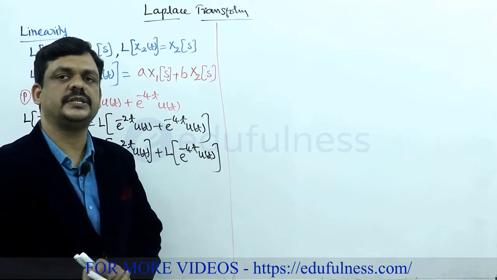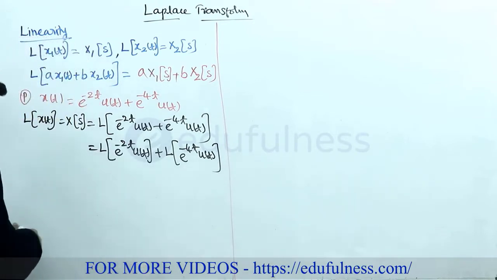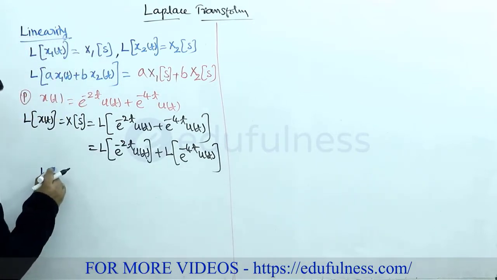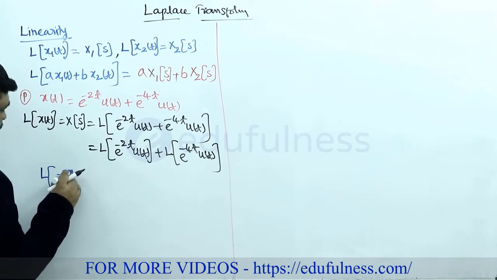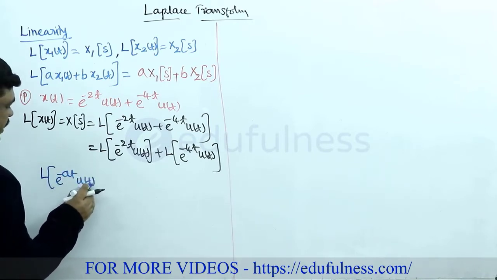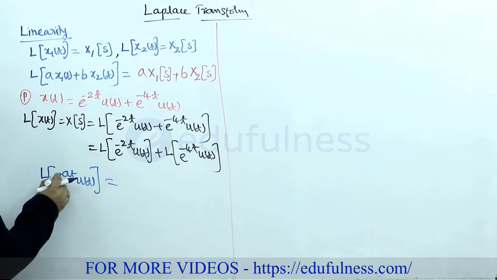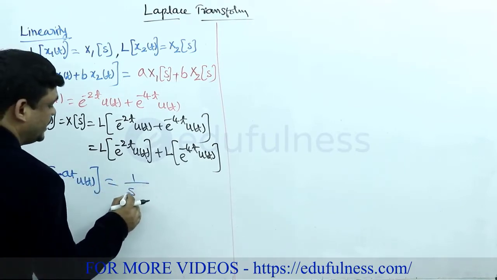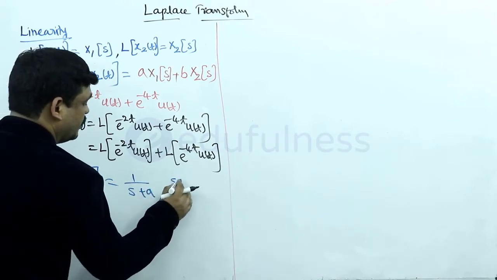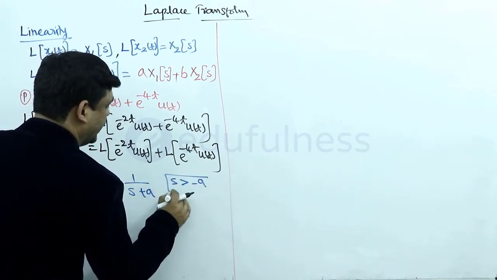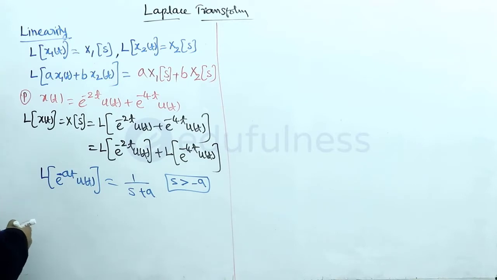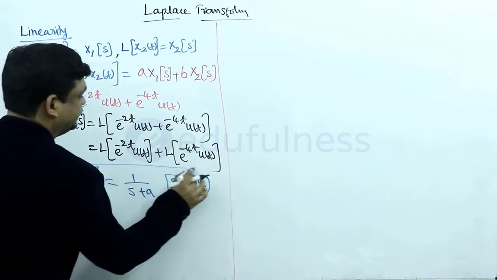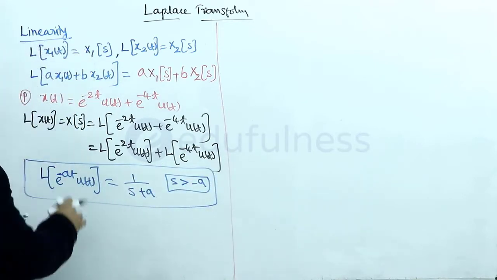Just now we discussed the standard equation, like this: the Laplace transform of e to the power of minus a t into u of t is 1 by s plus a, with ROC real part of s greater than minus a. So this is one standard formula from the Laplace transform.